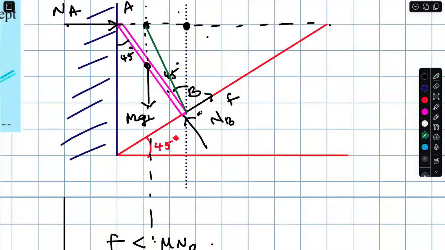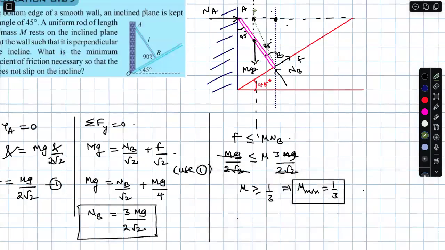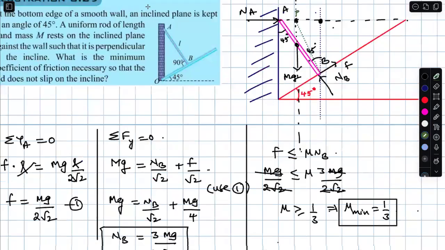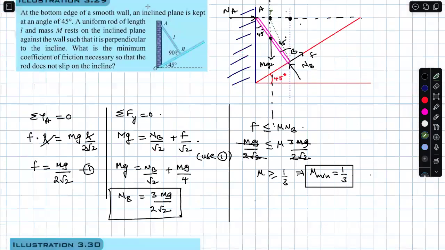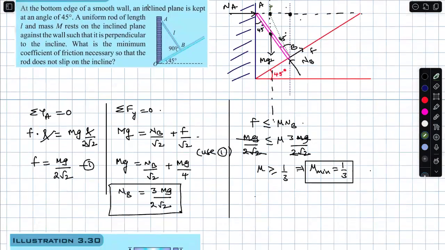It is the point. The resultant of both needs to pass through this point. Only then will you have that equilibrium condition. Let this be point P. So about P, net torque is 0 because they are concurrent at point P.